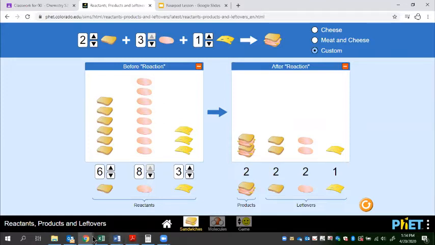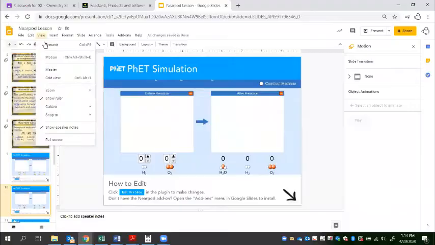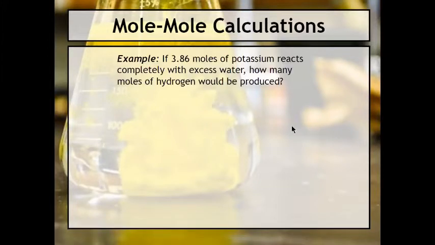But that's the idea of mole ratios. We run into this all the time. Making sandwiches, making anything, so on and so forth. And hopefully the project that I do later this week will help you guys out.